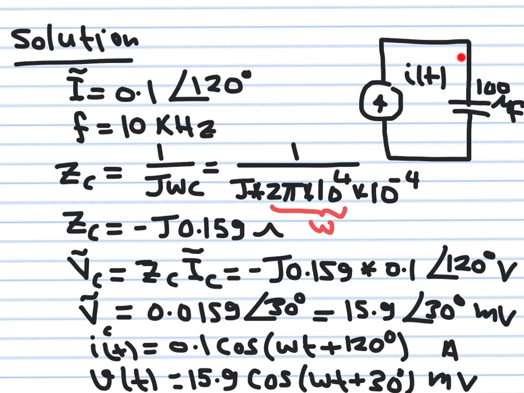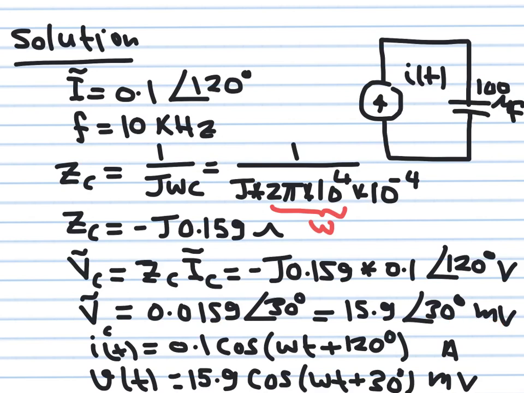Now, if you want to get the phasor of the capacitor voltage, VC tilde, then VC tilde is equal to the phasor of the capacitor current multiplied by the impedance of the capacitor. The current is given, 0.1 angle 120 degrees, and you multiply it by this number. Minus J is e to the minus J pi over 2. So whenever you multiply by minus J, you subtract pi over 2 from the phase. So I'm going to absorb this into 120 degrees to give me 30 degrees. 0.1 multiplied by 0.159 gives me 0.0159, and this is really 15.9 millivolts.